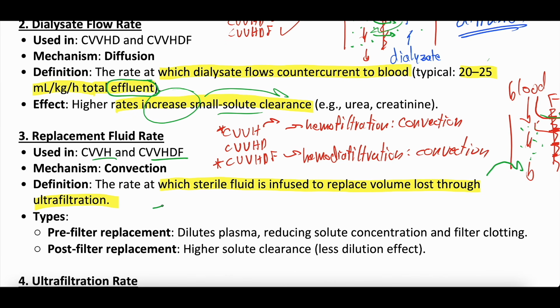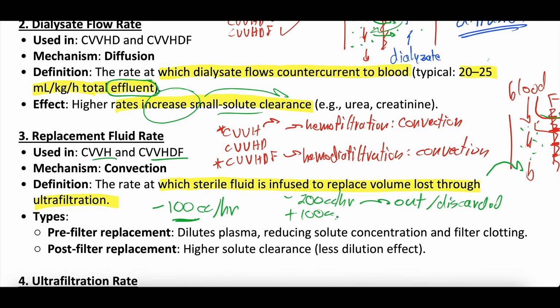Let's say I want the patient to get 100 cc's per hour removed from their body, right? So I want them to be net negative, their volume overloaded. I want them to be net negative 100 cc's per hour. Well, you can do some math, and we're just going to simplify. This isn't really how it works, but let's just say that 200 cc's per hour are being, through convection, filtered out of the body and discarded. So I want to actually have replacement fluid rates of plus 100 cc's per hour to get to my net negative 100 cc's per hour, okay?